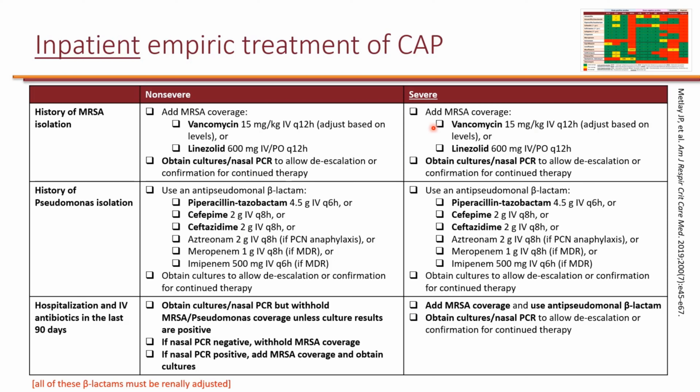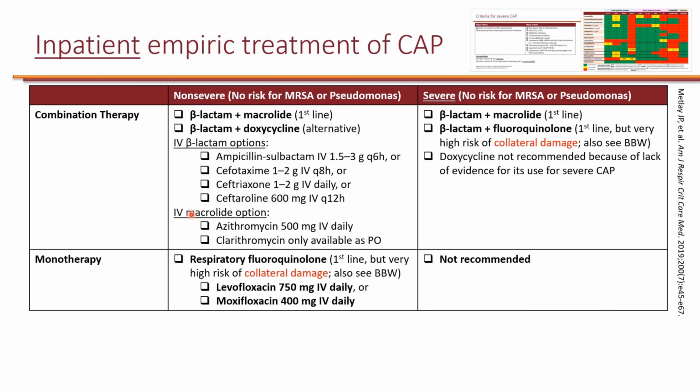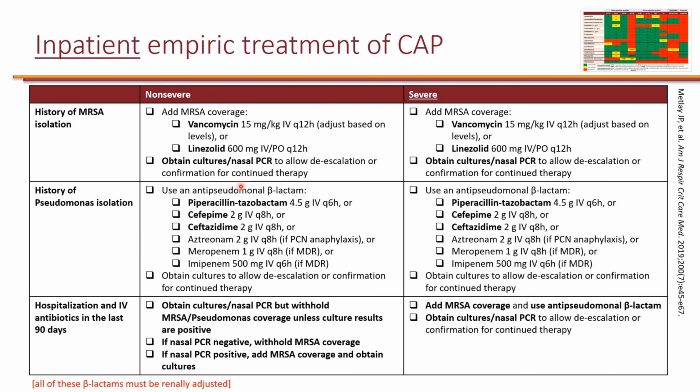So that's the same thing for either severe or non-severe. Now, when it comes to history of Pseudomonas isolation, depending on what you selected for your treatment of pneumonia, all you have to do is to make sure that you use a beta-lactam as part of your original regimen that covers Pseudomonas. So, for example, let's say here, if you had chosen ceftriaxone, if your patient has a history of Pseudomonas isolation, instead of ceftriaxone, you would use a beta-lactam that has anti-Pseudomonal coverage. So either piptazo, cefepime, ceftazidime.